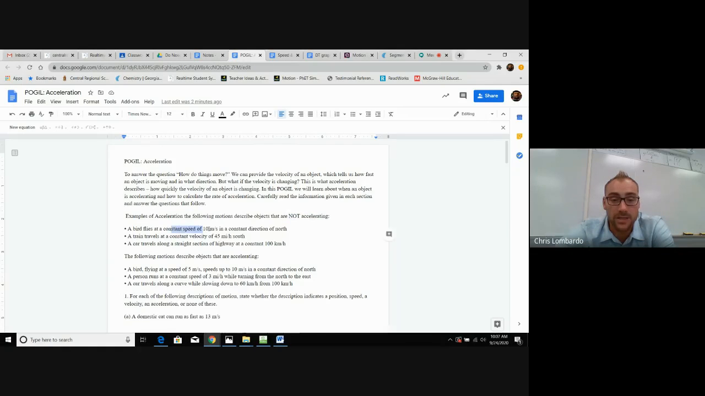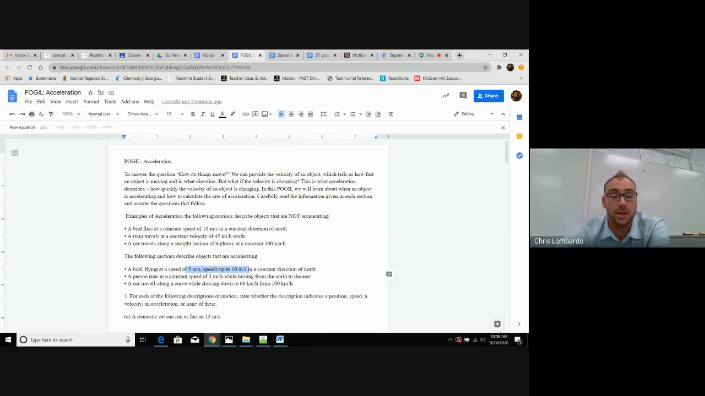So they give examples of what is not accelerating. Constant speed, constant direction. If you're moving at a constant speed in a straight line, that is a constant velocity, so you're not accelerating. When you see constant velocity or constant speed in a straight line, not accelerating. Changing speed: you went from 5 up to 10, even though you're going in a constant direction, you're changing your speed in a certain period of time.